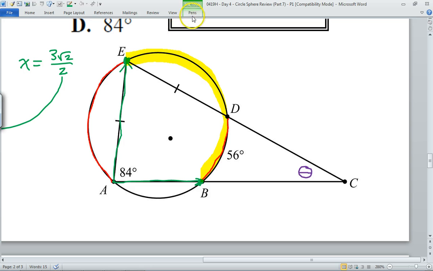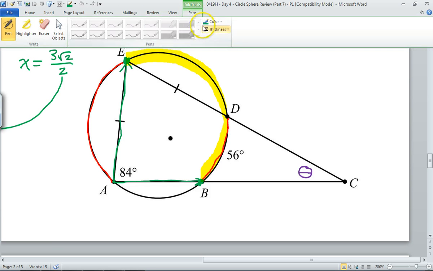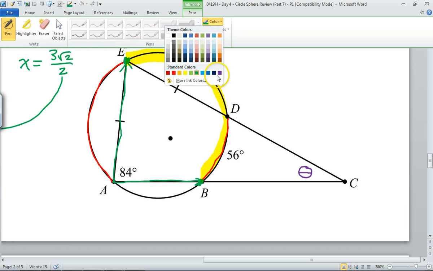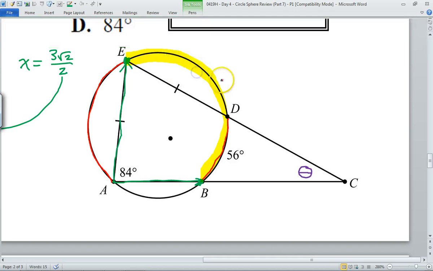Now, tell me the measure of that arc that I just highlighted. I'm hearing 168 as the most common. Okay, 84, and what'd you get? 168. 168, okay. So this yellow arc here that I just highlighted is 168, the whole thing. Now, I need to know just ED.